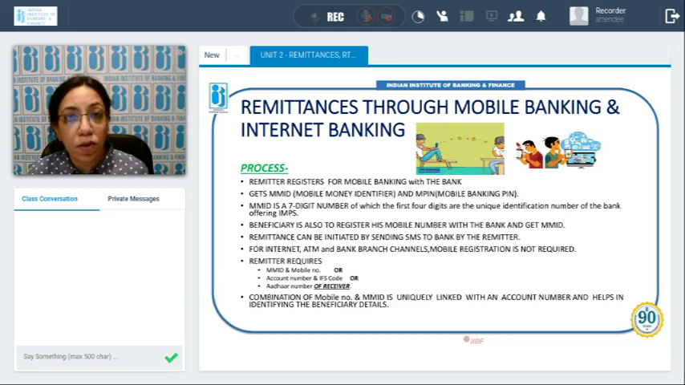These are the three options which are available to the sender for sending money to the receiver: MMID, mobile number of the receiver; account number, IFSC of the receiver; and Aadhaar number of the receiver. If any of the three is available, money can be sent using this payment system. Combination of mobile number and MMID is uniquely linked with an account number and helps in identifying the beneficiary details.